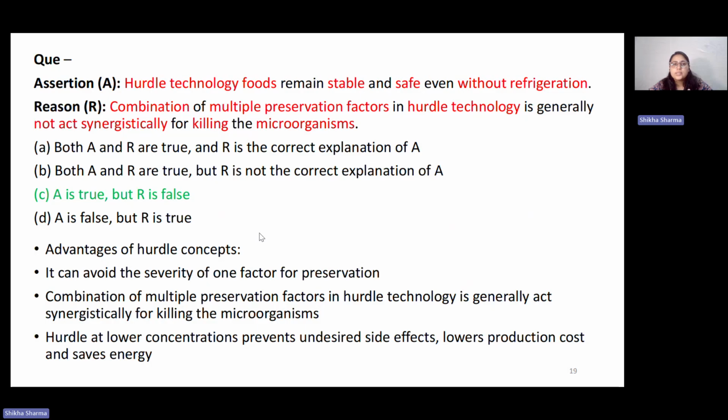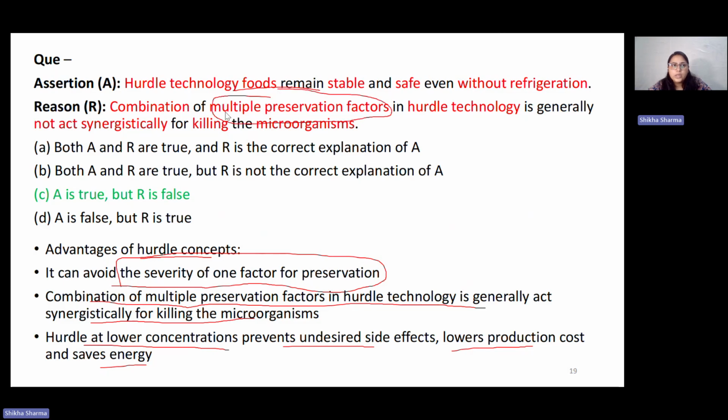So already we discussed what is hurdle technology. So next is that we have the different advantages of the hurdle technology concept, that it can avoid the severity of one factor for the preservation. And combination of multiple preservation factors in the hurdle technology is generally going to act synergistically for killing the microorganism. So hurdle at lower concentration, it prevents undesired side effects and it lowers the production cost as well and saves the energy.